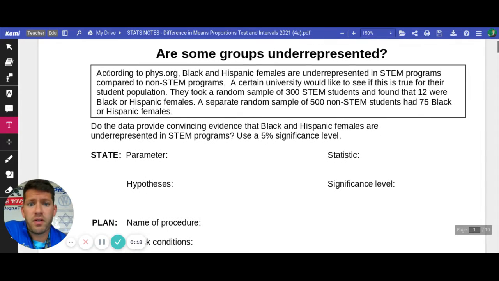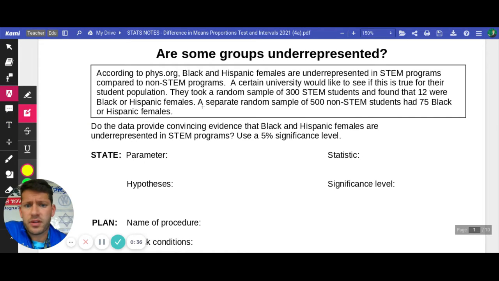We're starting here. Are some groups underrepresented? According to phys.org, Black and Hispanic females are underrepresented in STEM programs compared to non-STEM programs. STEM is science, technology, engineering, math. A certain university would like to see if this is true for their student population. They took a random sample.